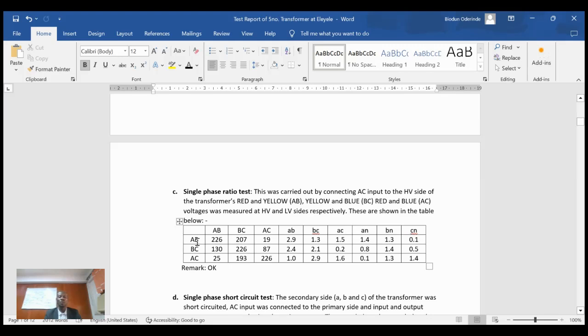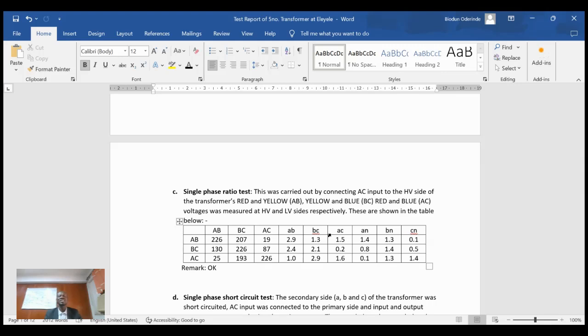Also, after that, we remove the probe. We put it again on the yellow phase and blue phase. We still do the same thing. We measure AB, BC, AC, and like that. We remove it, we put the probe back on red and blue. We will measure the voltage again across the line, as you are seeing it. Now, that's how we carry out the single phase ratio test on the transformer.